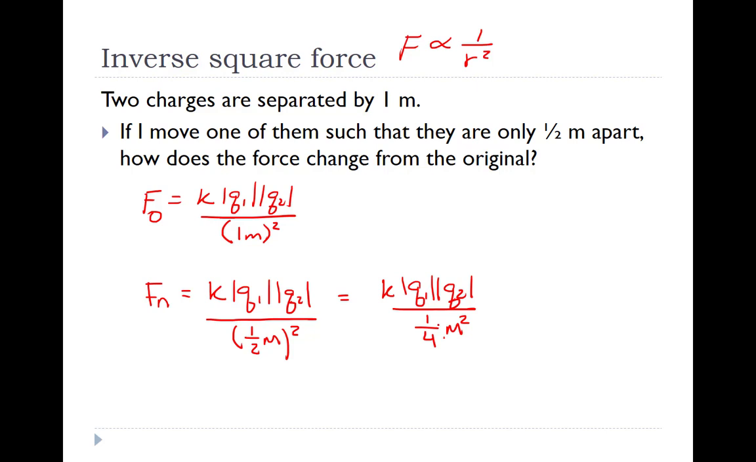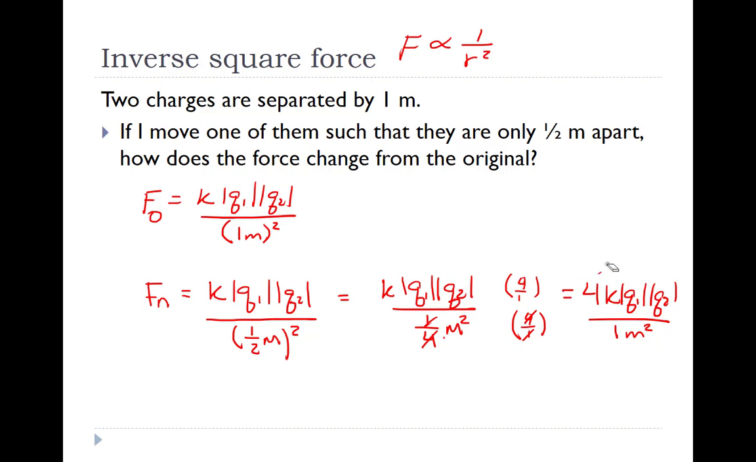Okay. And now I need to reconcile this improper fraction. And remember, to reconcile an improper fraction, you invert and multiply. So the 4 cancels the 4, the 1 cancels the 1. The units need to stay either there or with the 1, however you want to think about it. But what I end up with is a factor of 4 times K times Q1 times Q2 over 1 meter squared.